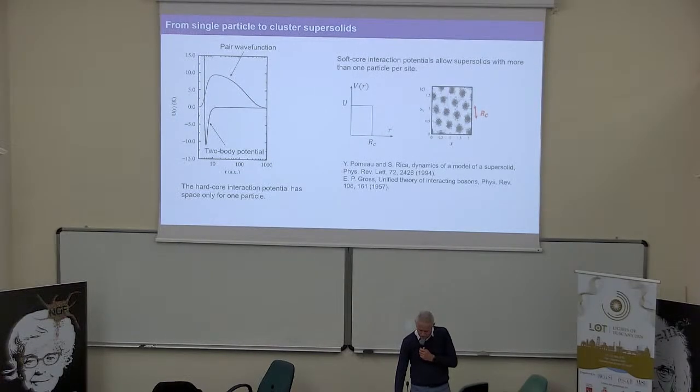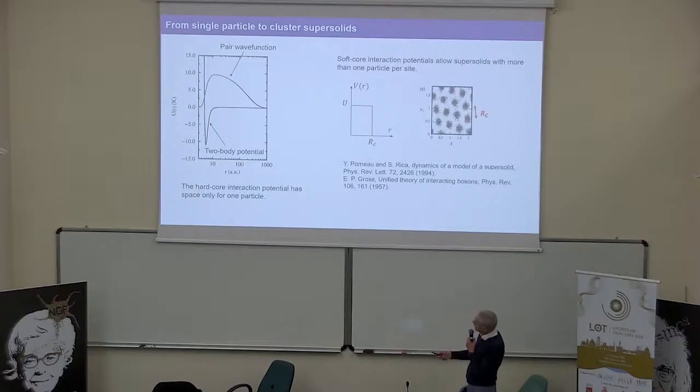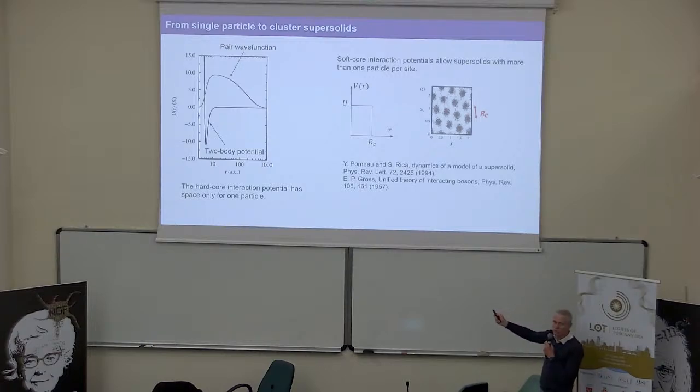Then there were ideas to go around the problem. There were proposals for studying not a system like helium, where you have these vacancy supersolids, but systems where you have many particles in each lattice site. There were proposals for studying systems with soft core interactions, where you could have a periodic structure in the wave function. So this is again a map of the density.